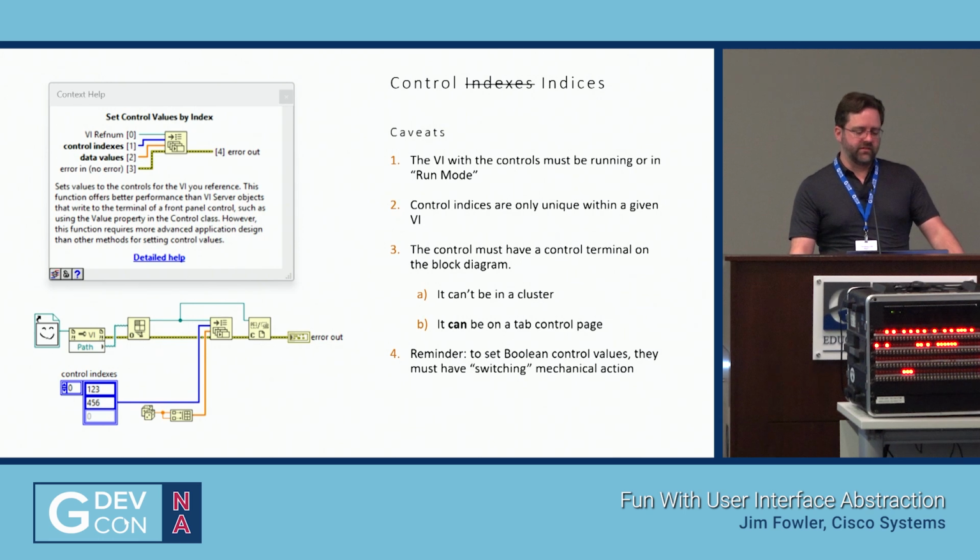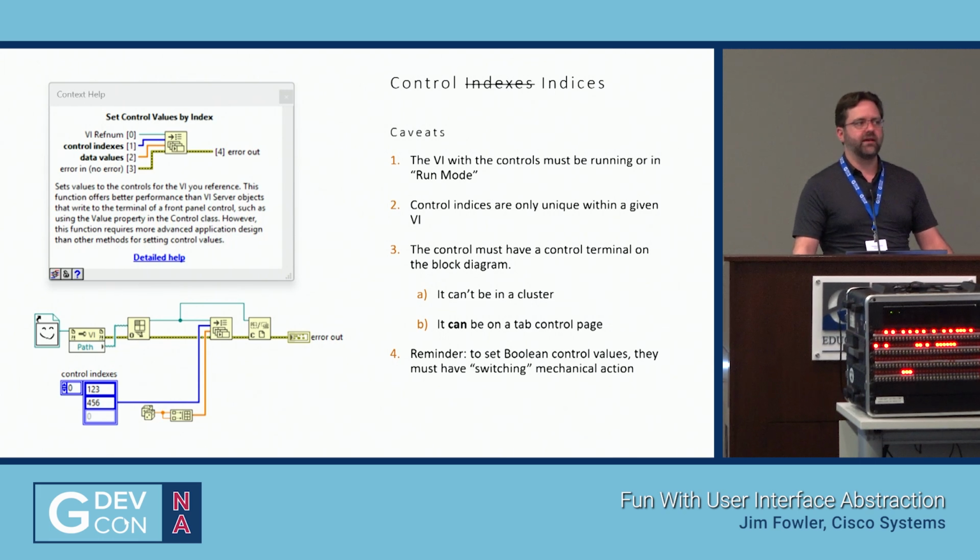So, caveats. The VI with the controls or indicators must be running or in run mode. Now, I've done them while they're running, and there may be a way to trick VIs into run mode, and I haven't quite figured that out yet. But there might be a use for that. I already said they're only unique within a given VI. The control must have a terminal on the block diagram.